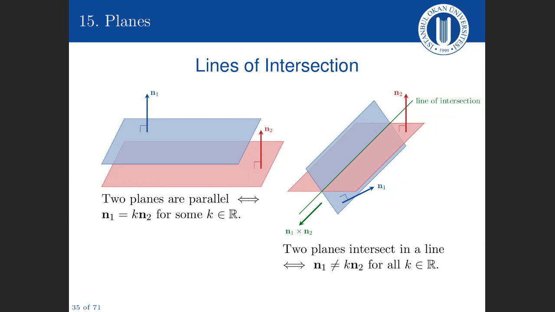Suppose we have two planes, two possibilities. Either the two planes are parallel. We know two planes are parallel if n1 is equal to some constant multiplied by n2. That's the same as saying that n1 cross n2 is equal to the 0 vector. Or two planes intersect in a line if and only if n1 is not a multiple of n2, or that's the same as saying that n1 cross n2 is not the 0 vector.